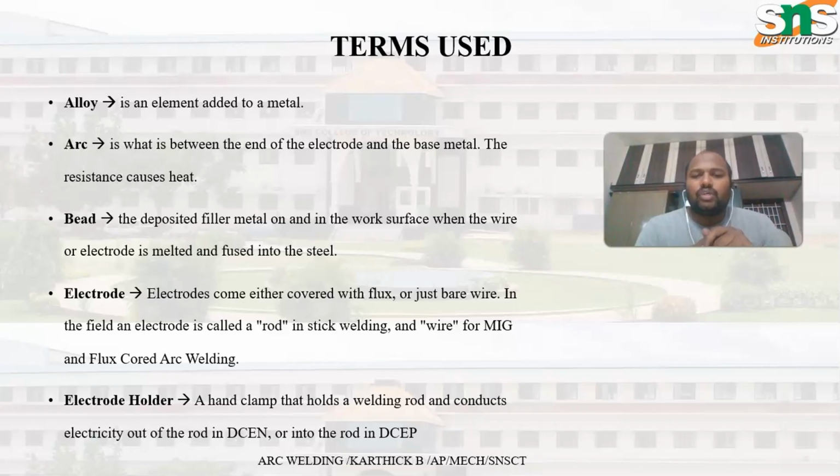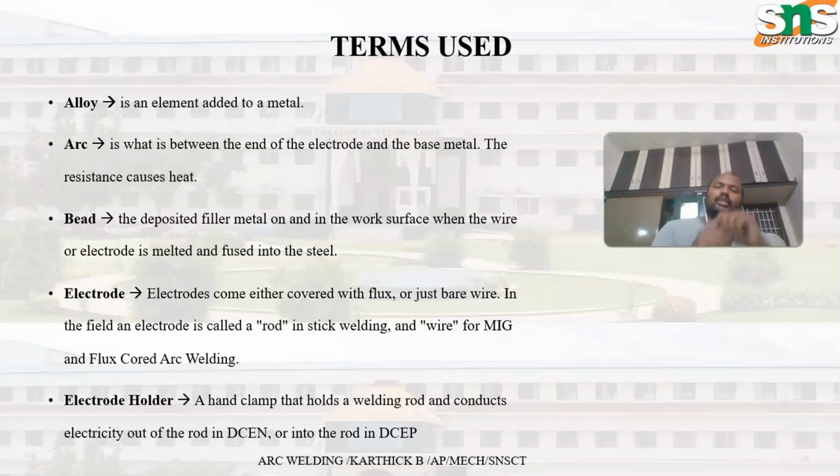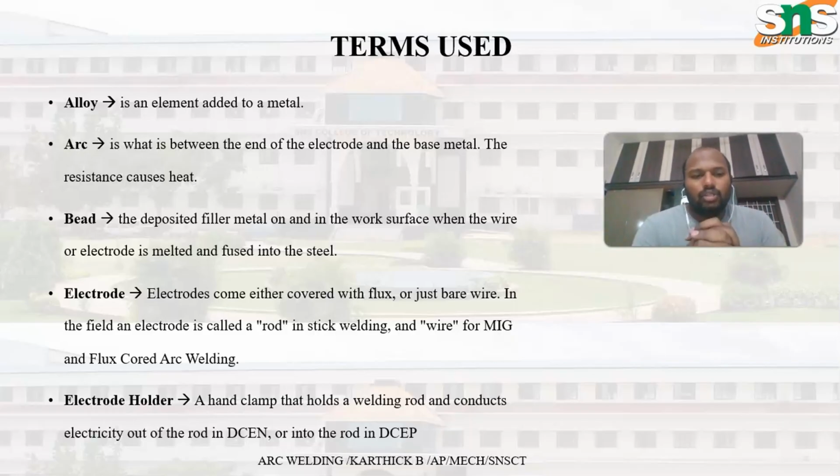Okay, and the fourth one is the electrode. The electrode comes either covered with flux or as a bare electrode. In some electrode welding processes, the electrode is coated with flux. For example, in a general welding process, what you see in local shops, the electrode is coated with some flux which is in an ash color, and that flux helps to improve the quality of the welding. Some electrodes are in wire format, and some in rod format. We'll see that in the later part.